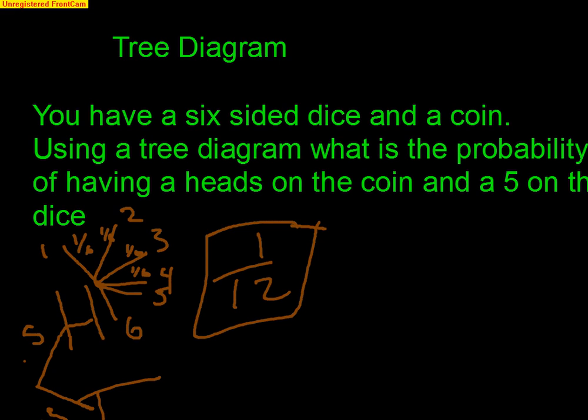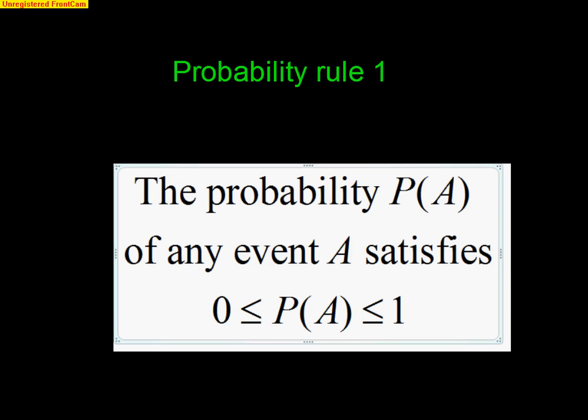The next thing we're going to go over are the rules for probability. So probability rule 1, you're going to want to write this down. It says the probability, P of A, of any event A satisfies the following: P of A is between 0 and 1. And you notice it's greater than or equal to because the probability of any event is between 0 and 1. That's all it's telling you. For any event, you can't have a negative probability and you can't have a probability greater than 1.